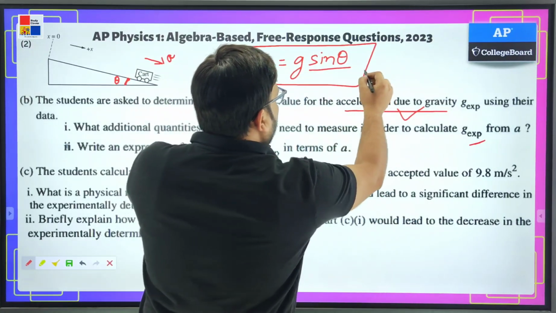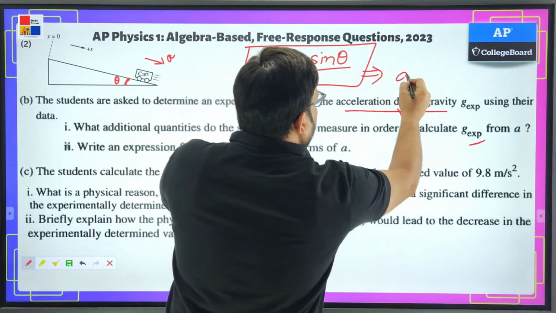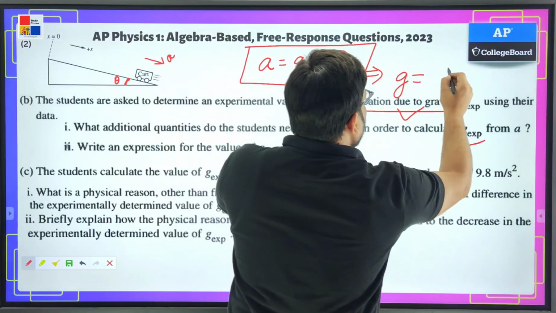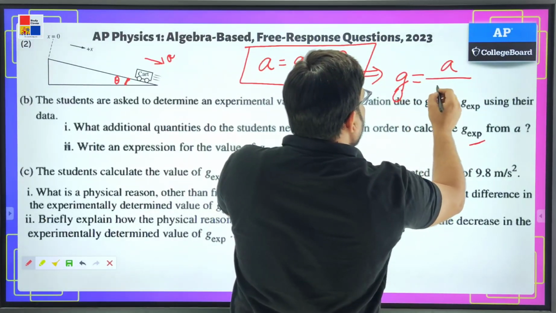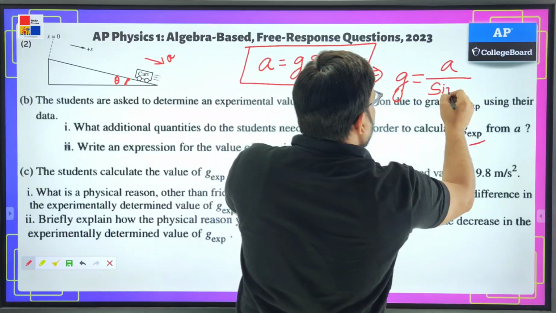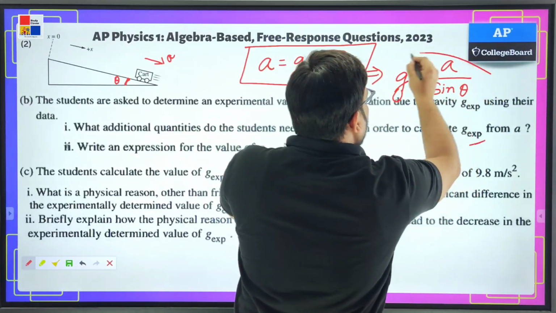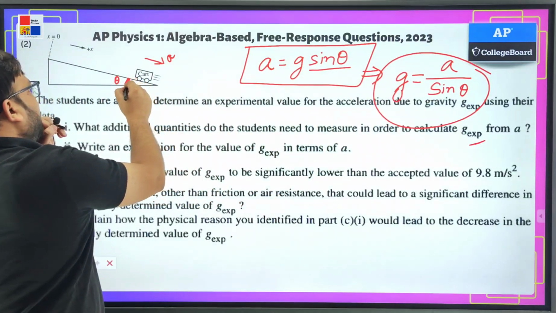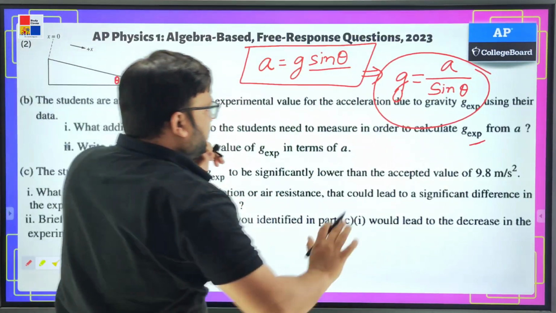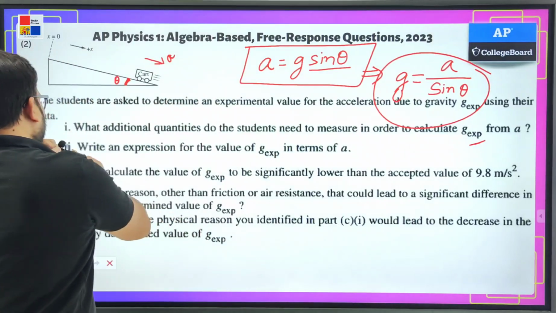So from here only, you can see the acceleration due to gravity, g, I can write as A upon sine theta, where this theta is the angle of the inclined plane here, right? This is the expression. This answers the second part.